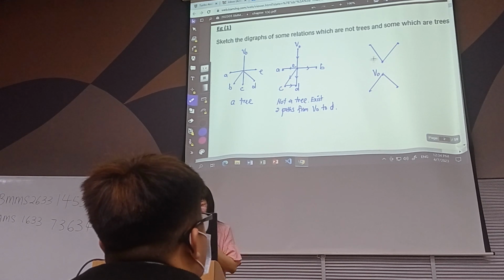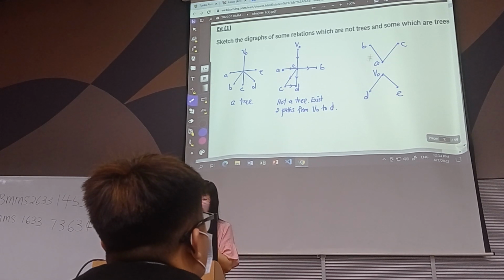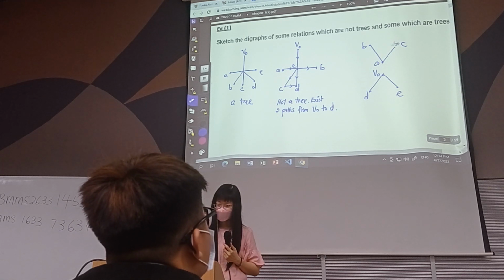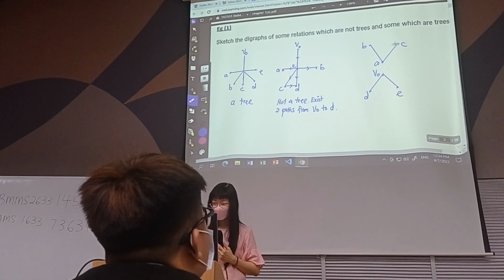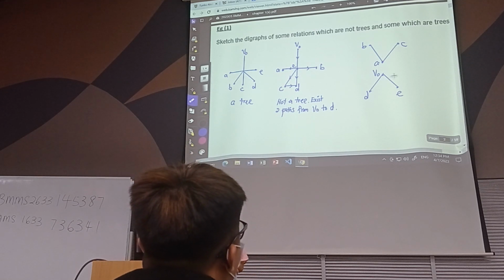If I have this A, B, C, D, E, the graph like this, is this a tree? Tree or not? No, not a tree. Why is it not a tree?